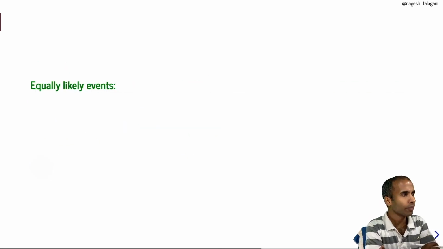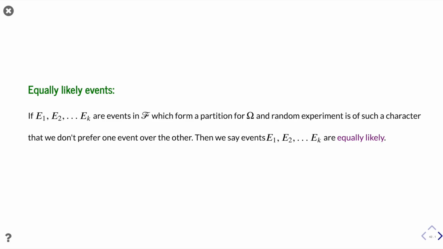Equally likely events. If E1, E2, and so on, Ek are events in event space script F which form a partition for sample space omega, that is, E1, E2, and so on, Ek are mutually exclusive and exhaustive events, and the random experiment is of such a character that we don't prefer one event over another, that is, it is reasonable to assume that each of E1, E2, and so on, Ek has the same probability of occurrence, then we say events E1, E2, and so on, Ek are equally likely.